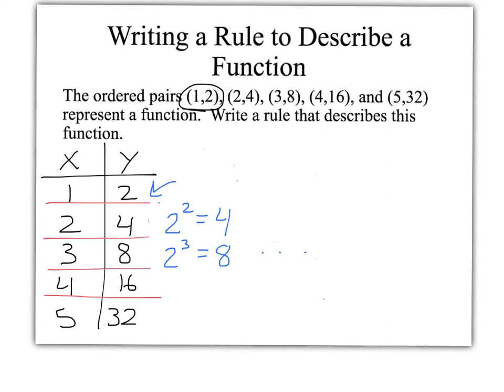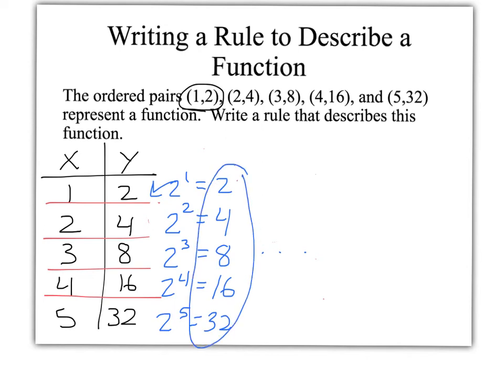So if we follow this pattern, 2 squared, 2 cubed, 2 to the 4th is 16, and 2 to the 5th is 32. So then this one must be 2 to the first. Anything to the first power just keeps it the same. Okay, so that's how we're coming up with these numbers: 2, 4, 8, 16, 32.